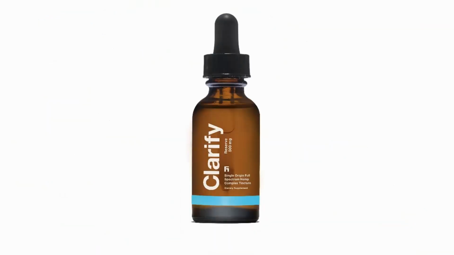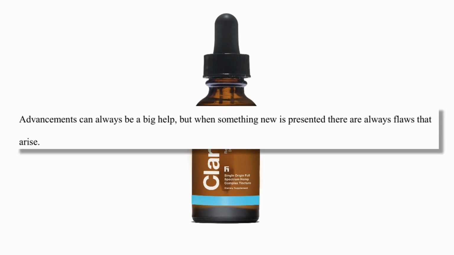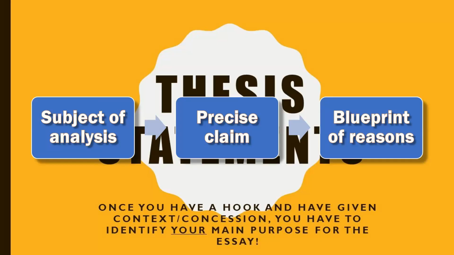You also need to be very much more clear on your argument. "Advancements can always be a big help, but when something new is presented, there are always flaws that arise." You especially need to be clear when you're doing those explicit parts of the argument. That guides the reader, and if those are vague, if those are overly broad, there's problems. It's one of the things I have to work the hardest with my students on: getting specific. People want to go big and broad in general, and I've realized that a lot of what I do is trying to get them, no, focus on the specific incident.